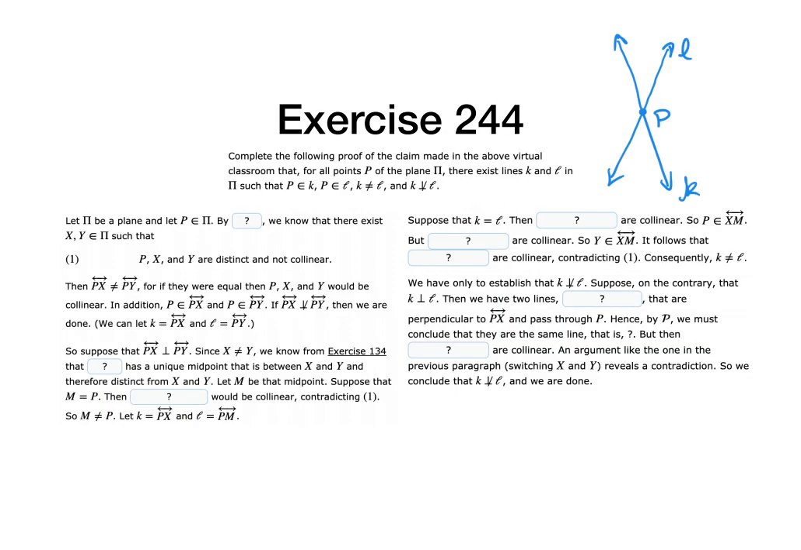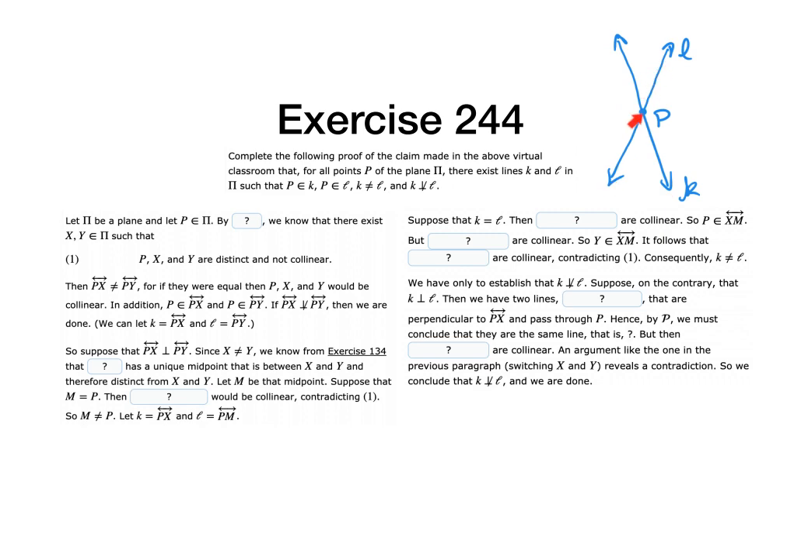So, exercise 244 is a proof, and we are asked to prove the claim that was made in the video. I'd like you to try to complete this proof of that claim in the virtual classroom: for all points P of the plane pi, there exist lines K and L in pi such that P is an element of K and P is an element of L, K is not equal to L, and K is not perpendicular to L. You can see over on the right, I've drawn a picture.